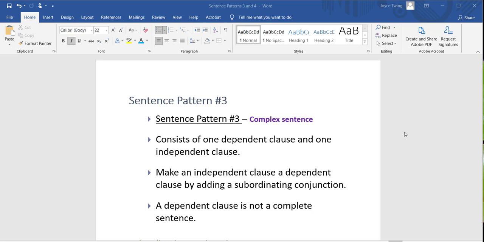Now, these are not the only sentence patterns that exist in the English language, but they are the basic sentence patterns that exist, and you can tweak them a little bit. But if you can write the four sentence patterns and the renditions that I've showed you here, you'll be in excellent shape. As I said in the first video, we could write everything in sentence pattern 1, simple sentence, but that would make our work choppy and immature.